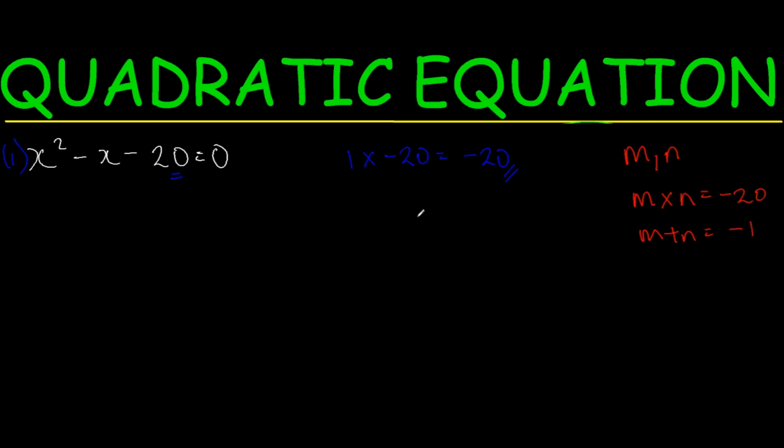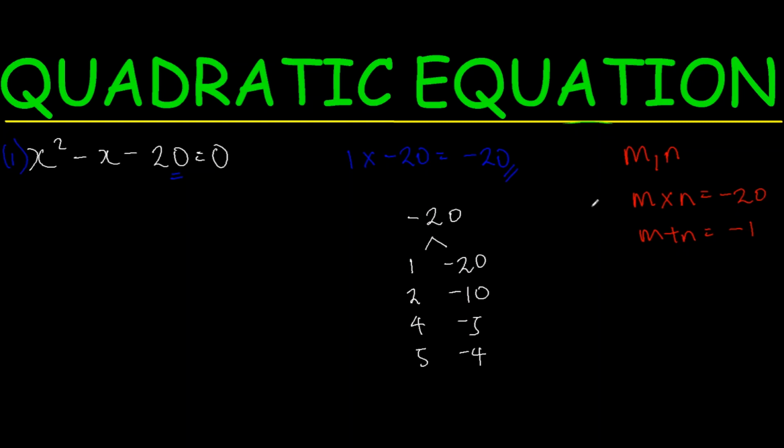So we make our list again. We have minus 20. We have 1 and minus 20. We can also have 2 and minus 10, and we can also have 4 and minus 5, 5 and minus 4.